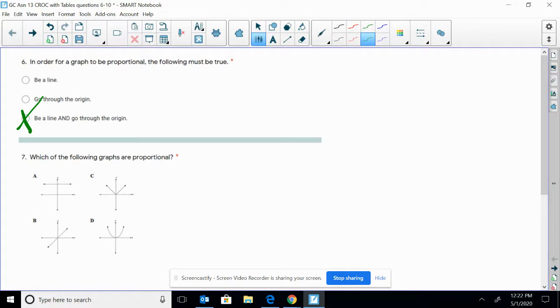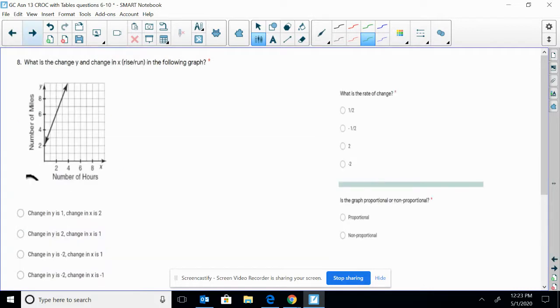Okay, which of the following graphs are proportional? Just like we said, it has to be a line. So that would get rid of those two. And it has to go through the origin. So B is the only one that could be true. That is proportional on 7. Okay, moving on to 8.